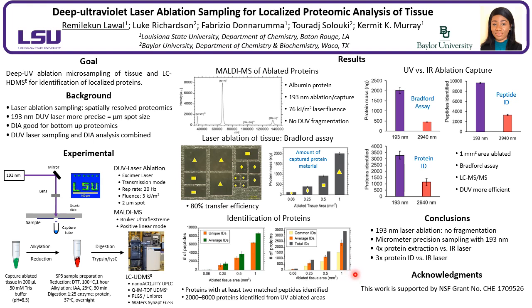But the interesting result was that when we compared this result from the UV to previous results that have been done using the infrared laser to sample tissue, we found that the UV was at least 4 times more efficient in extracting proteins from tissue compared to the commonly used infrared laser at 2940 nanometer wavelength. When we compared the number of proteins and the number of peptides, there were also 4 times more identifications with the UV.